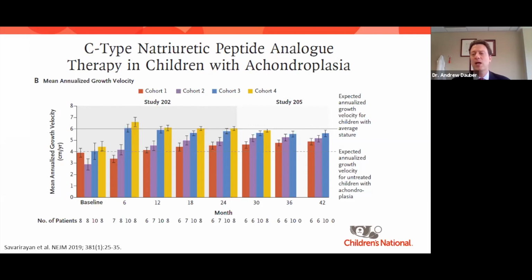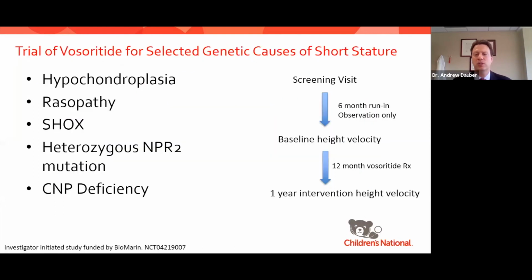And there are other companies as well. Ascendis is making a transcon CNP, a longer acting CNP. And there are a number of other approaches looking at the use of C-type natriuretic peptide as a potential therapy for achondroplasia, where this axis is specifically perturbed. Now, I thought that this CNP molecule could be helpful for many other causes of short stature. We have recently here at Children's National launched the first study looking at Vosoritide in any patients outside of achondroplasia.